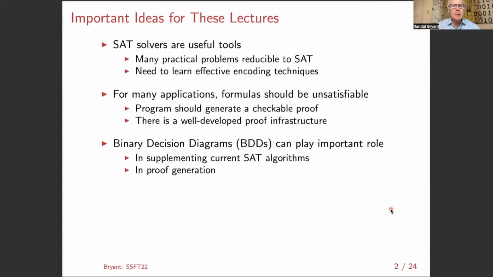For a lot of real-world applications, it turns out the case that the formula is unsatisfiable is more interesting or more important than when the formula is satisfiable. And I'll show you some examples of that. And one important task then is, if the formula is really unsatisfiable, how can we make sure that's really the case and it's not just some bug in the SAT solver?